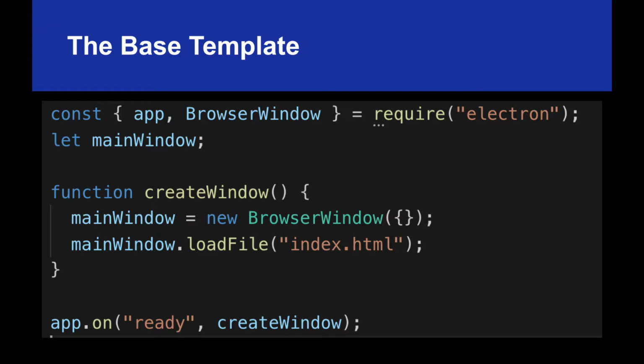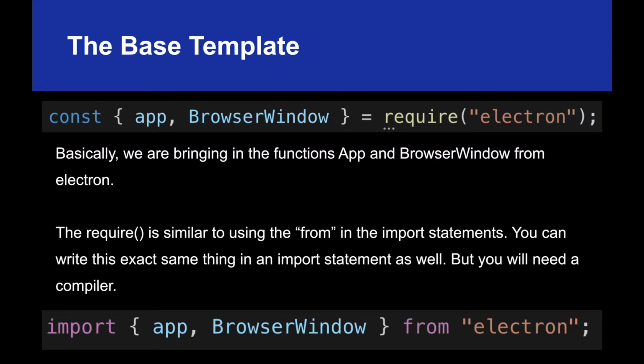So this is a basic template. Simple enough, we have a const, we have a let, we have some sort of function, and then an app.on. We'll learn what all of these mean in the next slides. So const app: we're bringing in app and BrowserWindow from Electron. So we're bringing this stuff in from Electron.